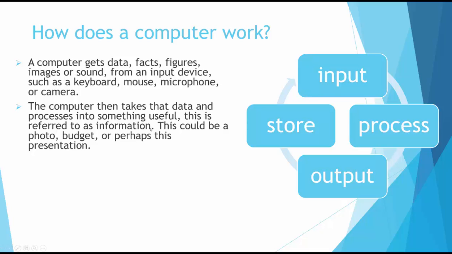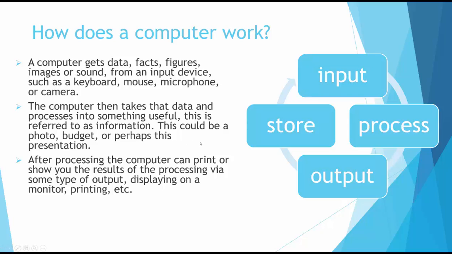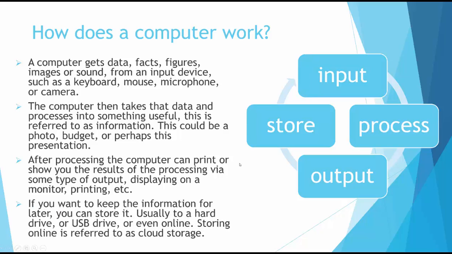So data is raw facts and figures. Information is useful. This could be a photo, budget, or perhaps this presentation. After processing, the computer can print or show you the results of the processing via some type of output, displaying on a monitor, printing, anything like that. If you want to keep the information for later, you can store it, usually to a hard drive or USB drive or even online. Storing online is referred to as cloud storage.